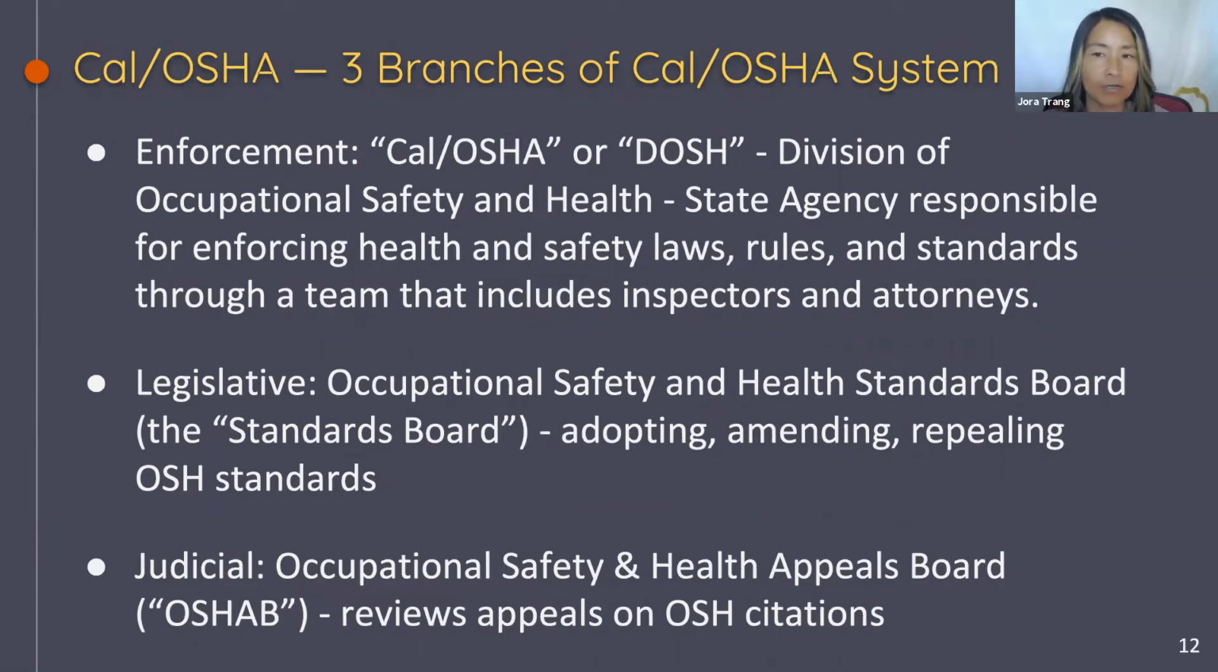So in general, you all have heard the main state agency that we've been dealing with has been Cal OSHA, and that is because Cal OSHA is tasked with ensuring the health and safety of workers in California. So think of Cal OSHA the way you would think of any kind of government system. It has three separate branches. The one that we've been engaging in the most is the enforcement branch, which we tend to refer to as Cal OSHA or DOSH. It is the Division of Occupational Safety and Health, and it is part of the Cal OSHA system that's responsible for enforcing health and safety laws.